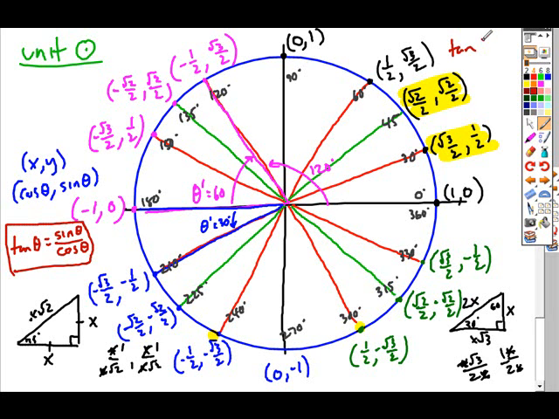So the tangent is root 3 over 2 divided by 1/2. Well, dividing by a fraction is equivalent to multiplying by its reciprocal. So if you thought of that as times 2 over 1, the 2's cancel. So what is the actual tangent of 60 degrees?